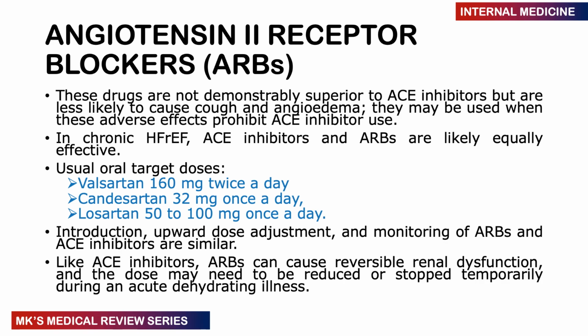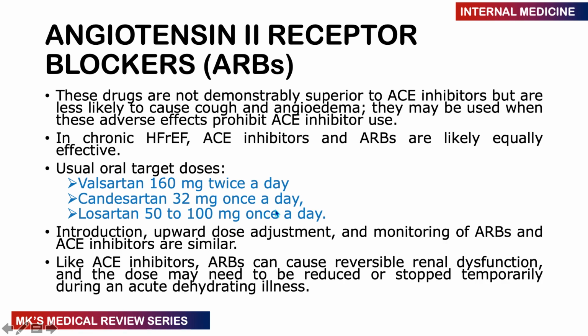The next group of drugs are the angiotensin II receptor blockers. These can be used as an alternative to the ACE inhibitors. They haven't been shown to be superior to the ACE inhibitors, but they are less likely to cause those detrimental side effects like angioedema. They are less likely to cause a cough. So generally, they can be used in chronic heart failure with reduced ejection fraction, and they're equally effective as the ACE inhibitors. Drugs like valsartan, 160 milligrams twice a day, candesartan, 32 milligrams once a day, losartan, 50 milligrams to 100 milligrams once a day.